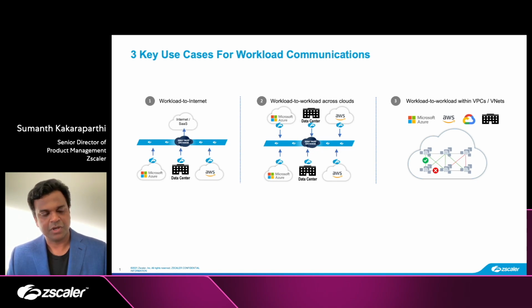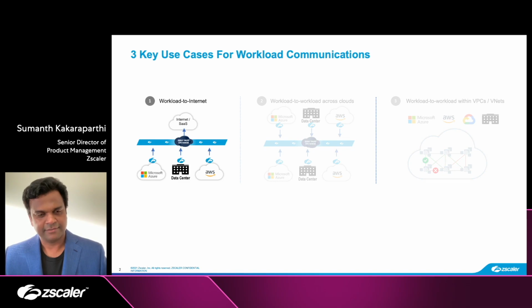So in this session, we are going to talk about 3 key use cases: 1, workload to internet communication using Zero Trust; 2, workload to workload communication across cloud regions using Zero Trust; 3, workload to workload communication within VPC using Zero Trust. Now let me go through the first use case on how we deliver workload to internet communication using Zero Trust. Use case 1, workload to internet communication using Zero Trust.